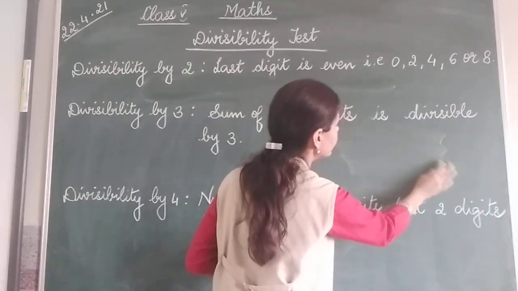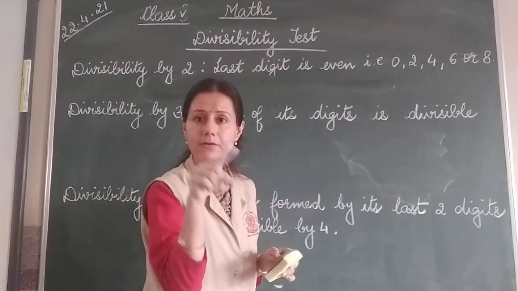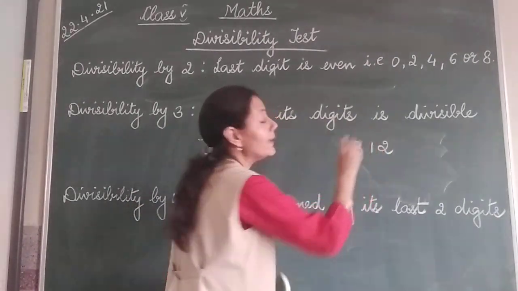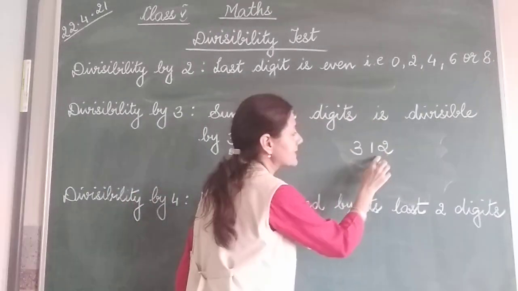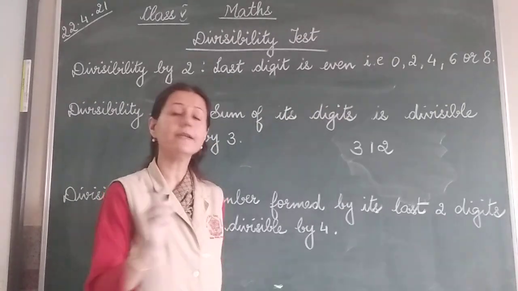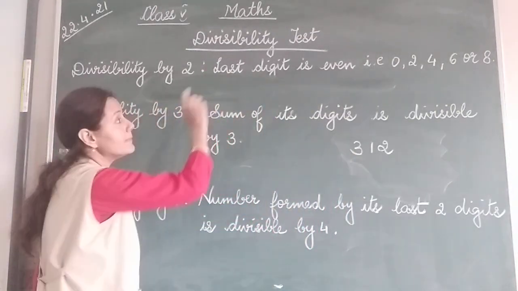Okay, you have divided 312 by 2. The remainder you are getting is 0. So now you can say that 312 is divisible by 2. But without performing the actual division, just by examining the digits of this given number, you can say whether the number is divisible by 2 or not. That is by using the divisibility test.